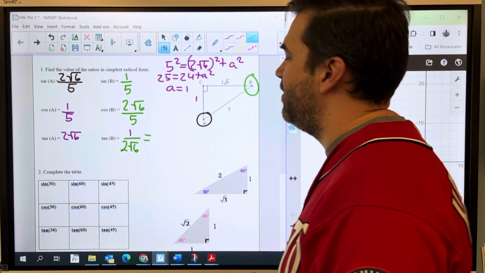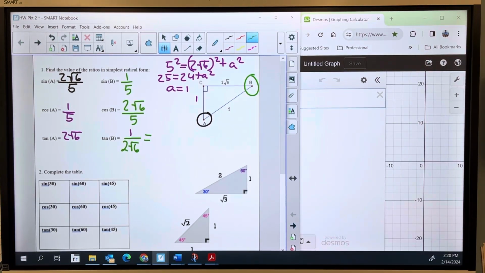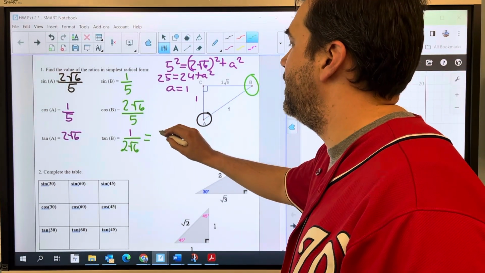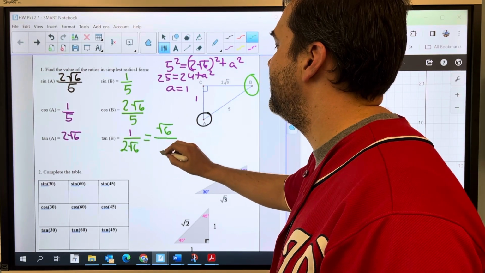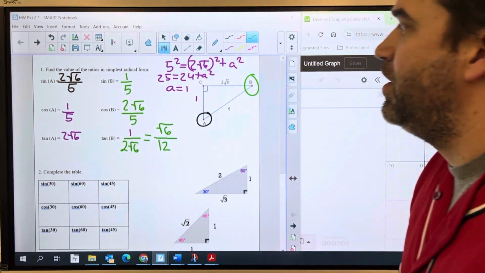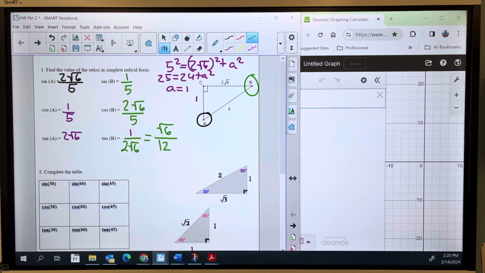So we want to simplify this. We need to multiply the numerator and denominator by that root 6 to rationalize. So we end up with root 6 over 2 times 6 is 12. See, sine and cosine just flipped because our perspective, our angle, changed.